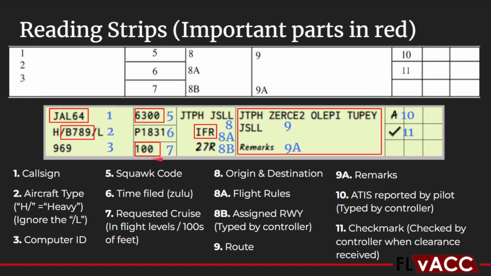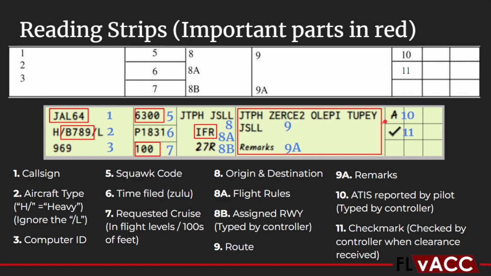In the next column, you'll find the origin and destination airports, followed by the pilot's filed flight rules. The bottommost box, with the different font, is the assigned departure runway. This will be typed by the ground controller once taxi instructions have been given. The largest of these boxes shows the filed route, and below that is the remarks. Both are editable by controllers, however, only amend or change the route if you have the pilot's consent.